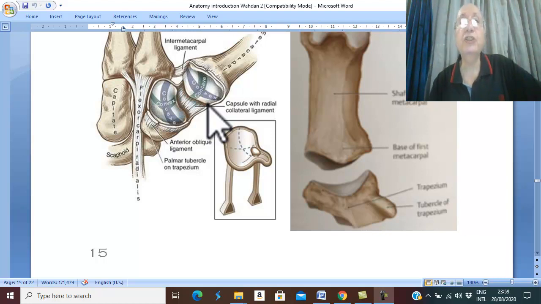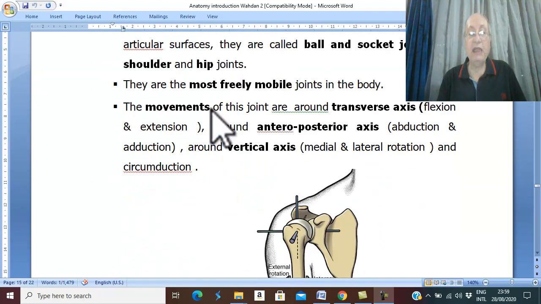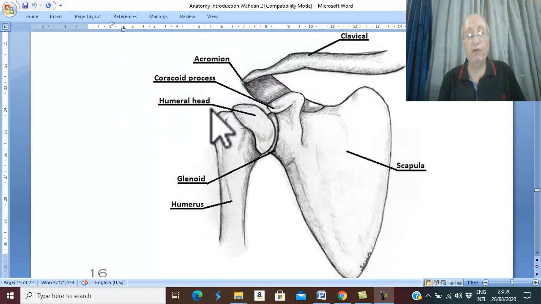Then we reach the most movable joint all over the body, which moves in 3 axes. Joints called the multi-axial joint. The multi-axial joint is formed of a convex articular surface articulating with a concave articular surface.